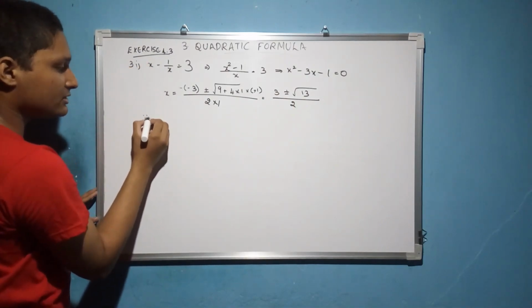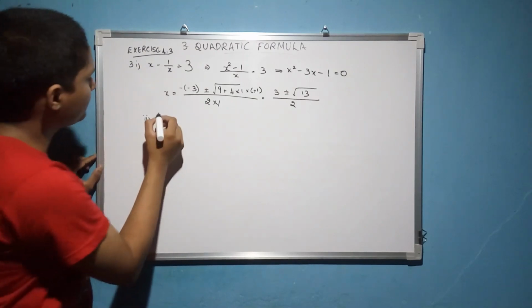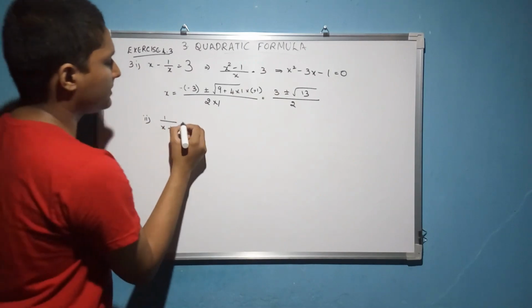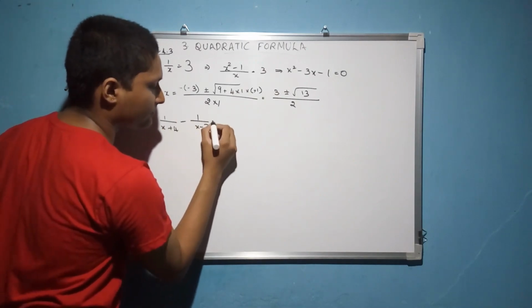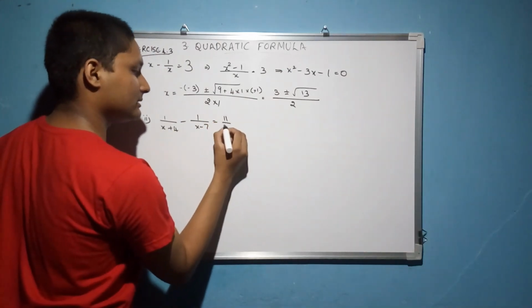The second subdivision in that was 1/(x + 4) − 1/(x − 7) = 11/30.